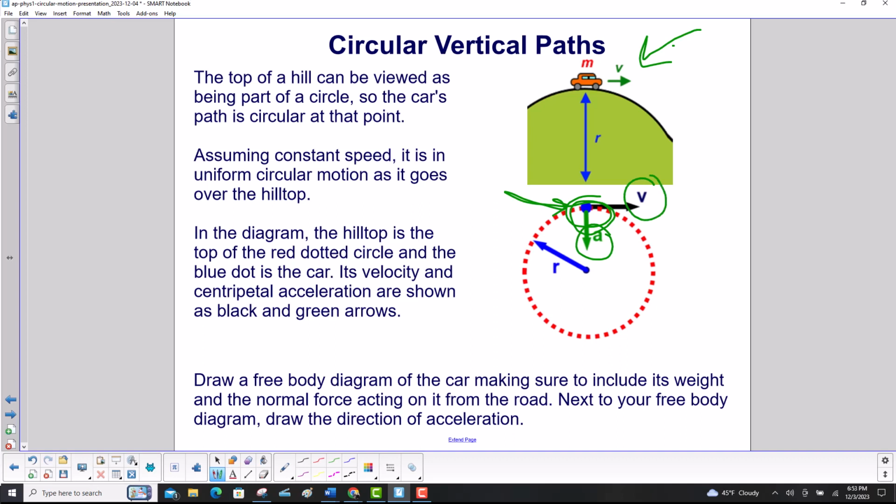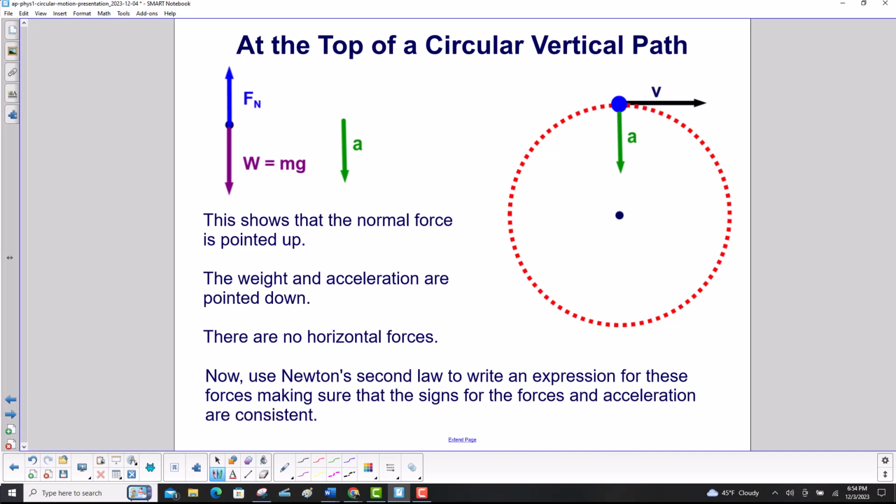Draw a free body diagram of the car, making sure to include its weight and the normal force acting on it from the road. Next to your free body diagram, draw the direction of the acceleration. This shows that the normal force is pointing up. That's the ground pushing up on the car. The weight and acceleration are pointed down. And here's your acceleration vector. There are no horizontal forces.